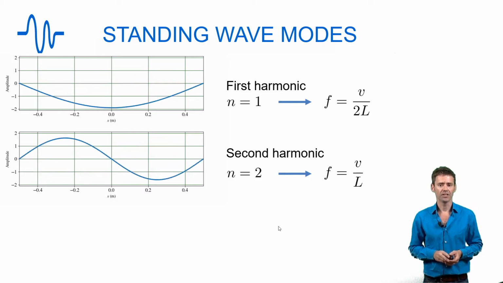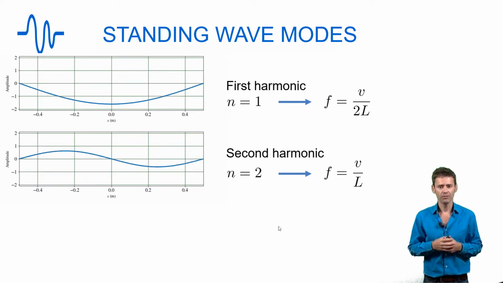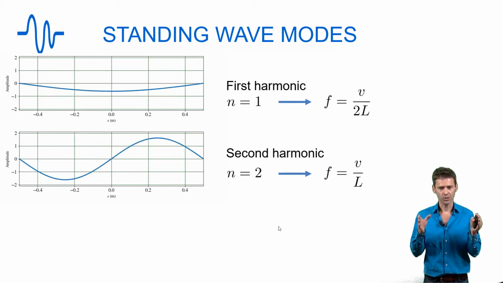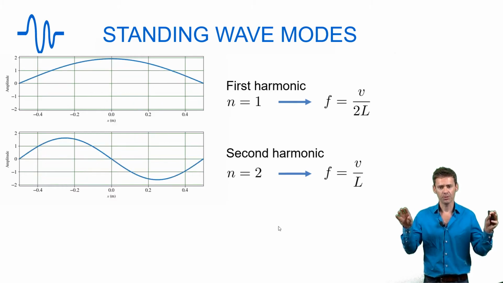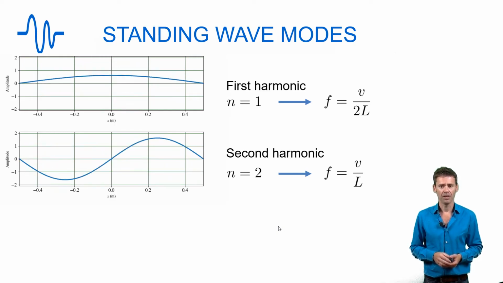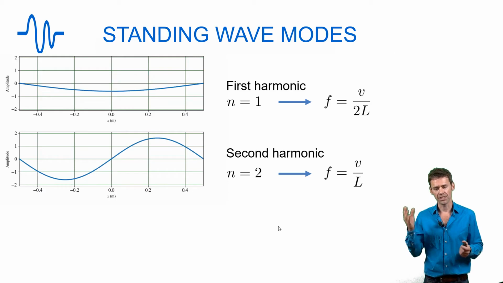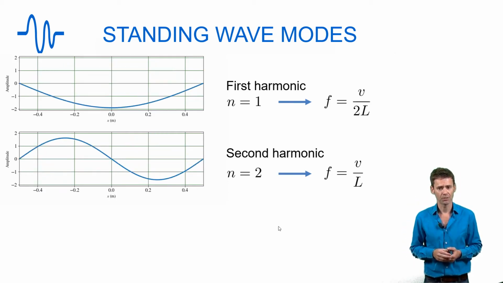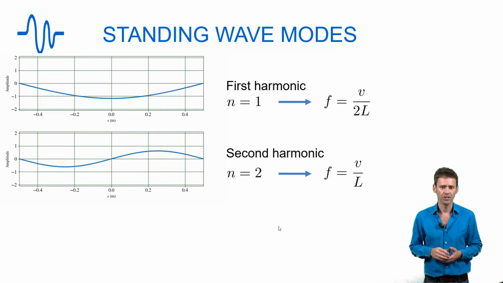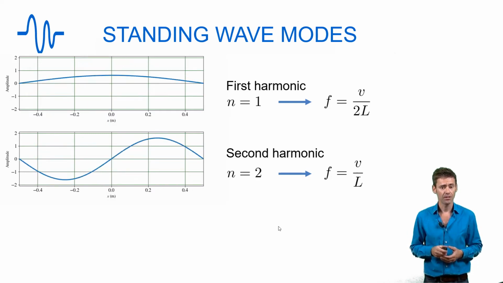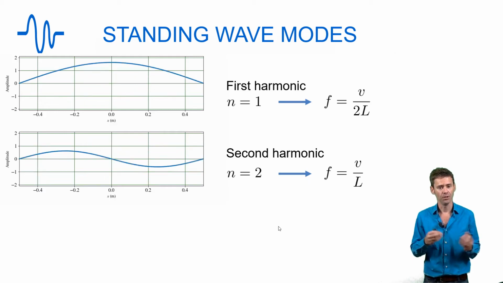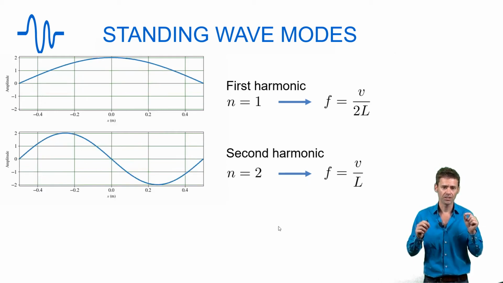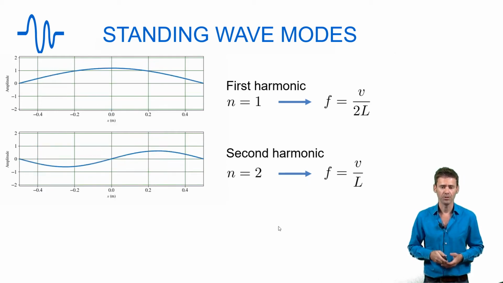Then the second harmonic, that is a wave that has an entire wavelength in between this length L suspended between the fixed points. Again, in this case, the frequency is given by v over the wavelength, which in this case is L, and we get a frequency that is twice as high as for the first harmonic. This is also what you see in this picture. Note again now that there are 3 points that don't oscillate, and that there are 2 points that oscillate with the maximum amplitude.